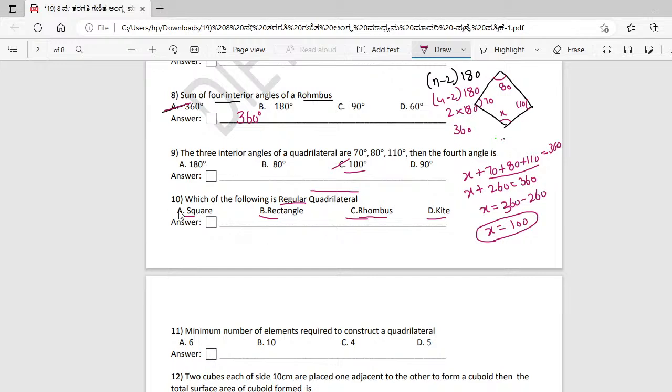We can go with the square, because in the square all the sides are equal, as well as the interior angles. What will be the interior angles of the square? That will be 90 degrees. All the angles of the square are what? 90 degrees. So that is our answer. That is the square. And let us go with the 11th one.